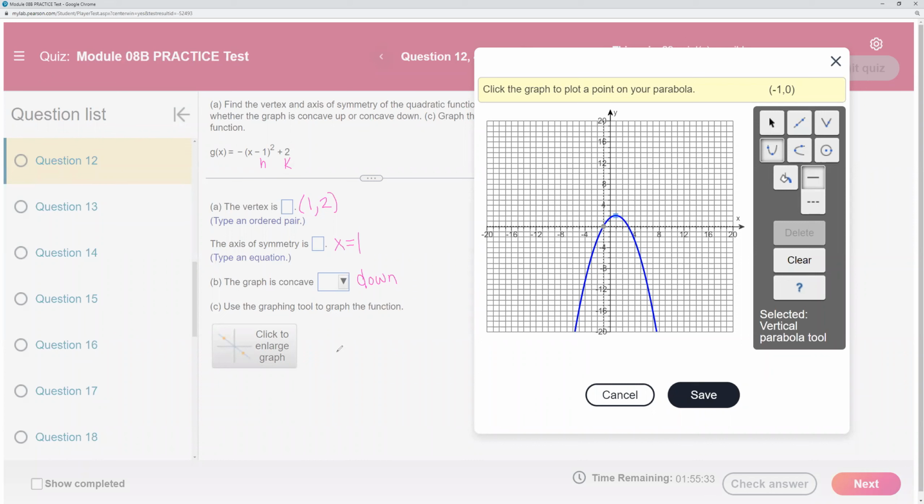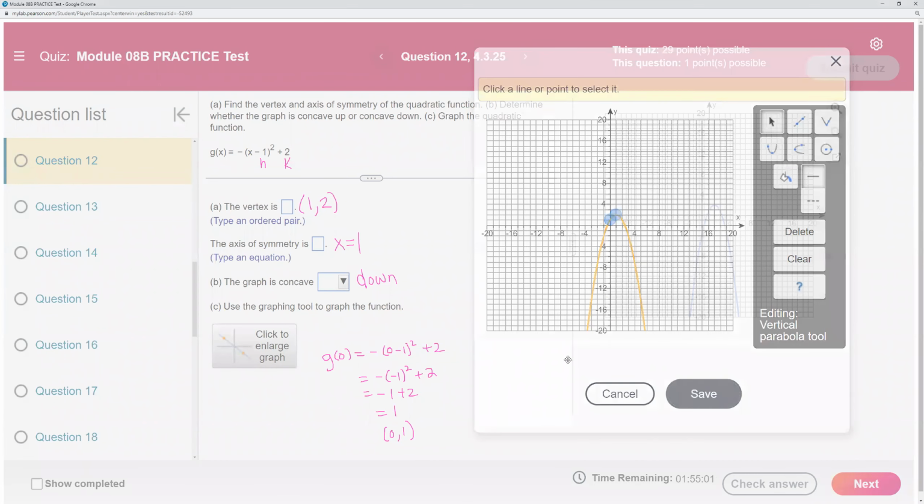So I'm going to do g of 0. That would be negative (0 minus 1) squared plus 2. So that's going to be negative 1 squared plus 2. Be careful of this. That does not multiply. You square this first. You bring your negative down from the outside. So this is going to be the point (0, 1). Okay, so we'll plot that over here. Turn my mouse back on. So (0, 1), and save that.